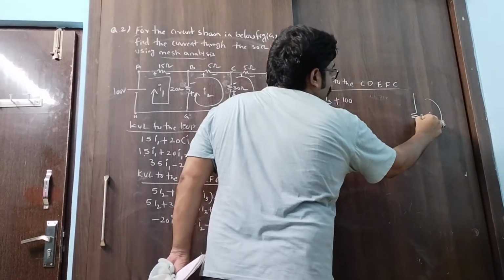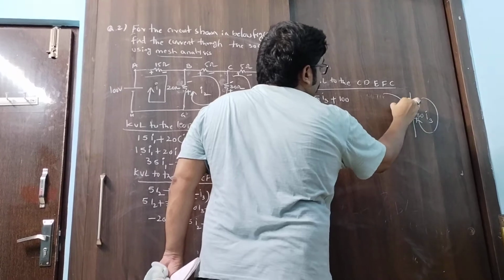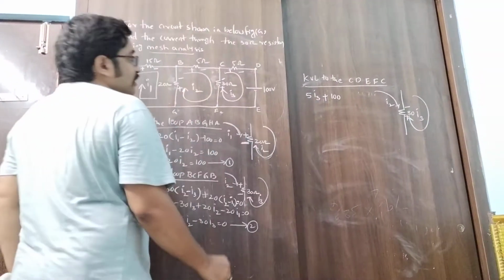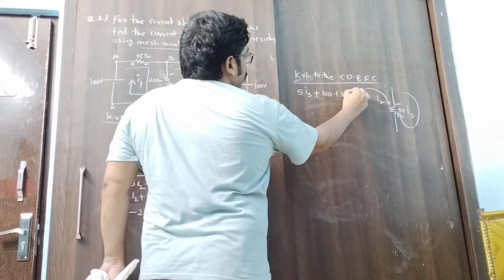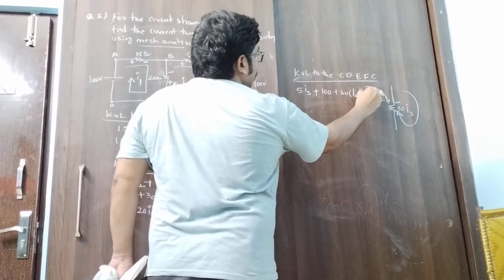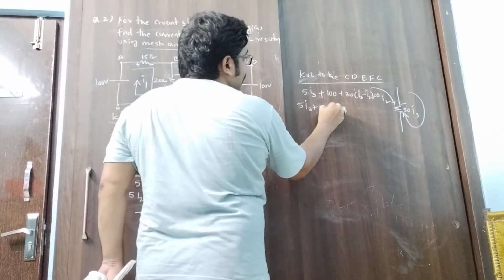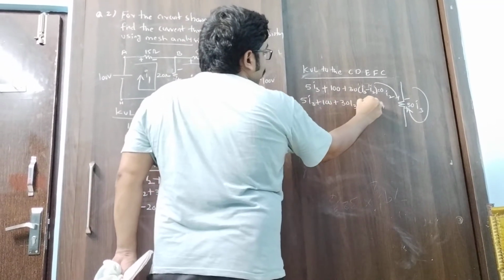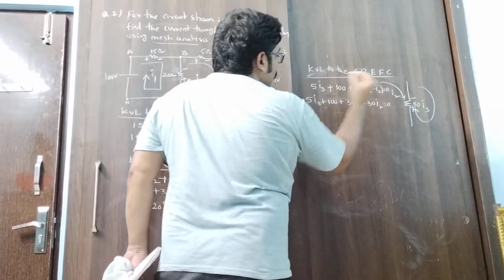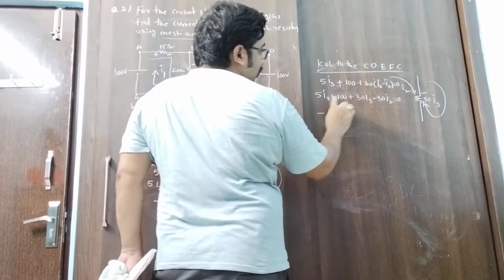So third current. Current entering is positive, leaving is negative, but we are having the I2 current like this. So plus 30 times (I3 minus I2) is equal to 0. So 5 times I3 plus 100 plus 30 times I3 minus 30 I2 is equal to 0. So minus, first current is not there.